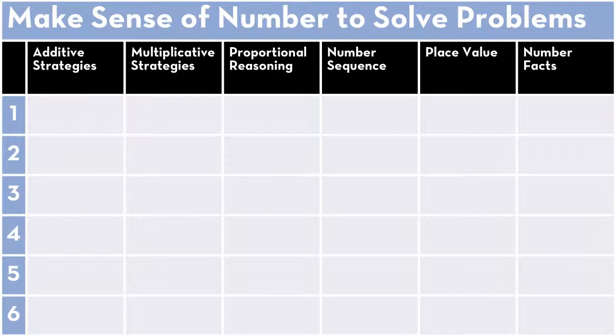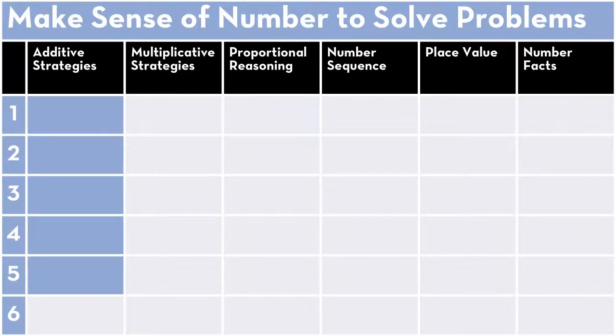And if I start on the left hand side there, we've got additive strategies, multiplicative strategies, proportional reasoning, and then number sequence, place value, and number facts. So each of those is a progression inside the strand. So we've got the make sense of number strand, and we've got 6 progressions here. And those little boxes inside the progressions going down from 1 to 6, each one of those boxes is a step. And when we plot our learner onto those steps and progressions, that's the mapping part.